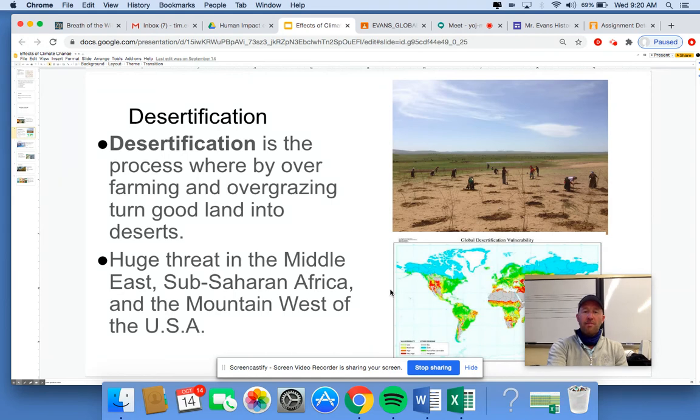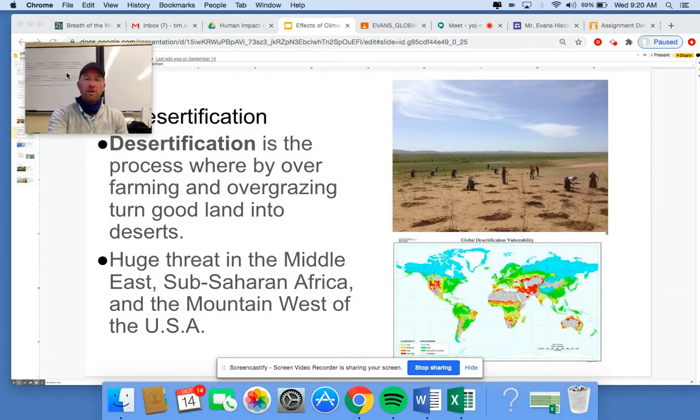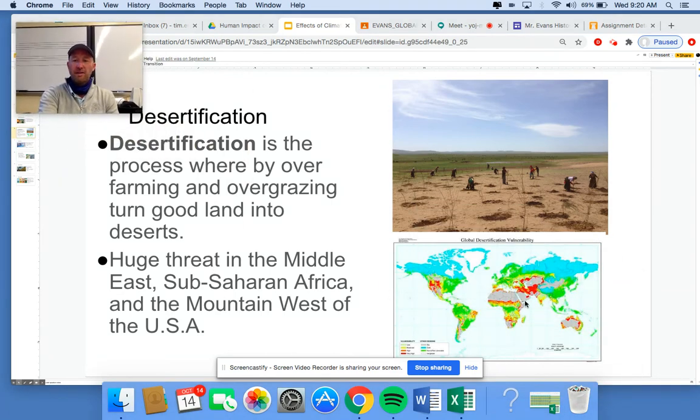It's a huge threat in many parts of the world. So here's a map of desertification threats. Any place that is red is really, really endangered of losing its good land. This is the Middle East right here. Almost the entirety of the Middle East is endangered. This is the belt right below the Sahara Desert. The Sahara Desert is getting bigger each year as this land goes from good land to bad land in Africa.